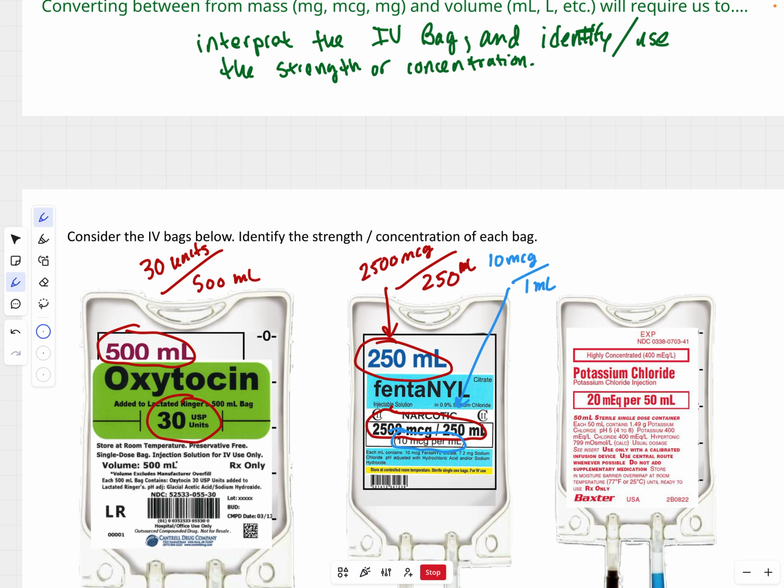Finally, we have this bag of potassium chloride. The strength of this IV bag is 20 milliequivalents per 50 mLs. We would use that ratio when we are converting between rates. That's the end of this video. The next video is going to go over a few examples, and then we'll have a few more examples and more practice.